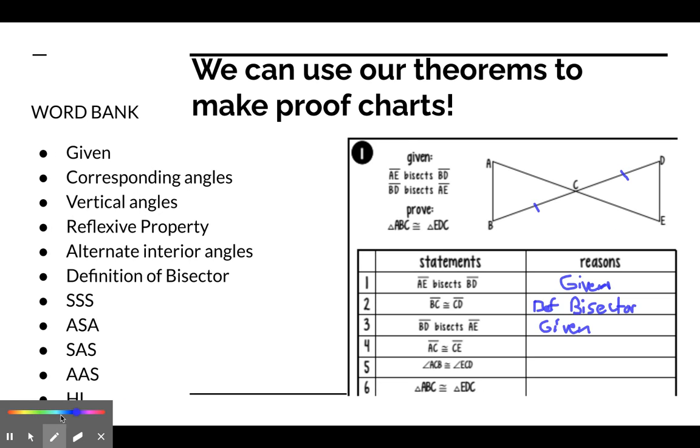Right, let's say if we use a different color here, it's saying that BD, so this entire segment here, bisects or cuts in half segment AE, which now means that segment AC has to be congruent to segment CE because C is that midpoint, and that's what we have here. So once again, that there is the definition of a bisector.